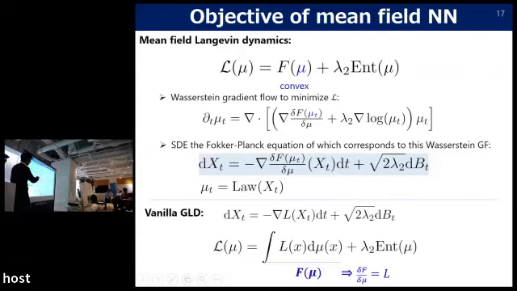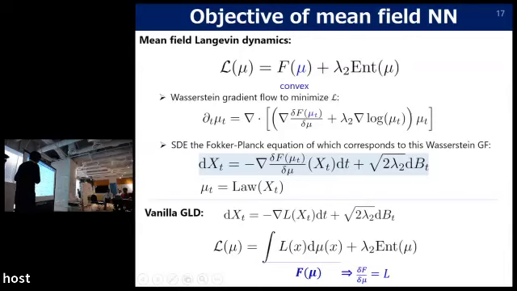But okay, here is some notation. Delta F divided by delta mu is a kind of functional derivative. This is an infinite-dimensional derivative, but you can consider it just a derivative in the distribution view. And this is the Wasserstein gradient flow, given by these partial differential equations. So if mu_t follows this equation, mu_t will converge to the global optimal solution because the objective is convex.